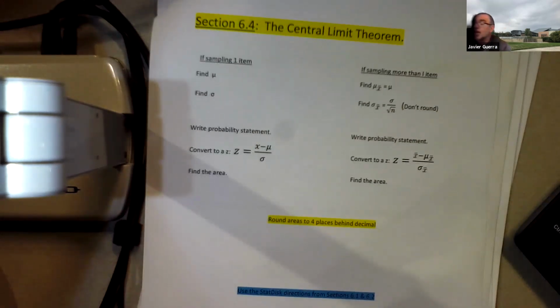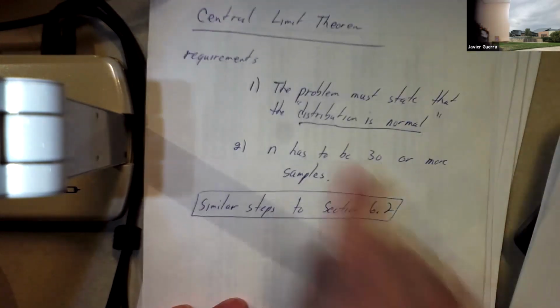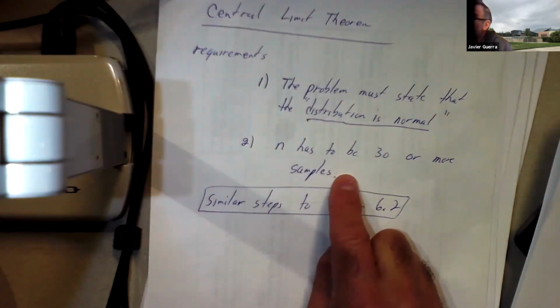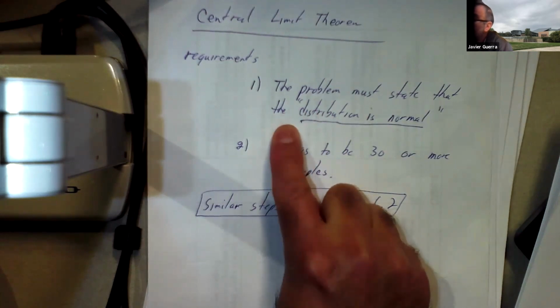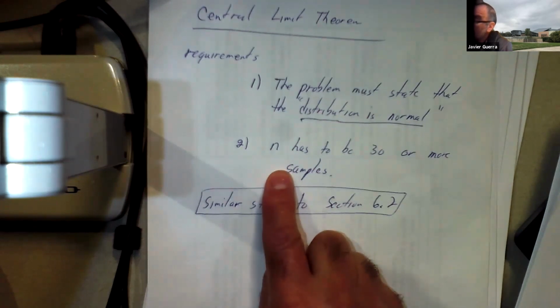But anyways, that theorem, the way it works is that you have multiple samples. You have more than one sample that you're conducting, and you're applying this theorem. I think we went over it in easy terms to understand, right? But one of the requirements is that the problem has to state somewhere that the distribution is normal, and your n, the number of samples, has to be 30 or more.